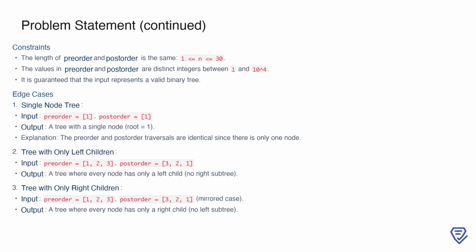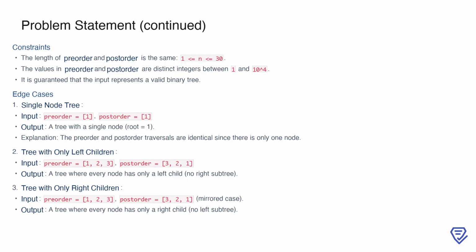The length of the Preorder and Postorder arrays will always be the same, ranging from 1 to 30 elements. Additionally, all values in these arrays are distinct integers between 1 and 10,000. This ensures there are no duplicate node values in the tree.